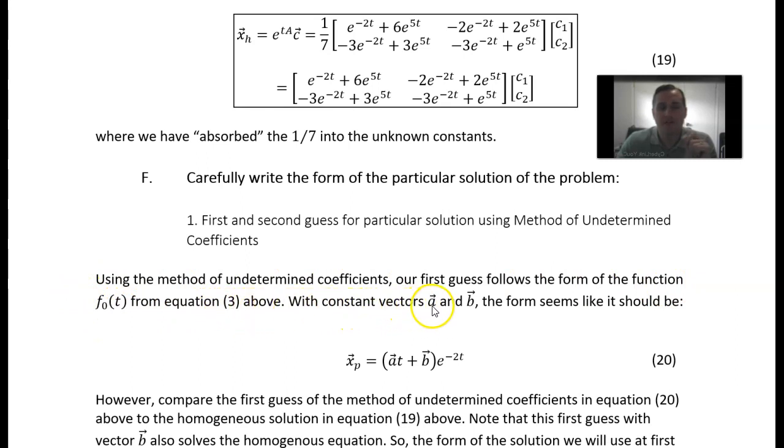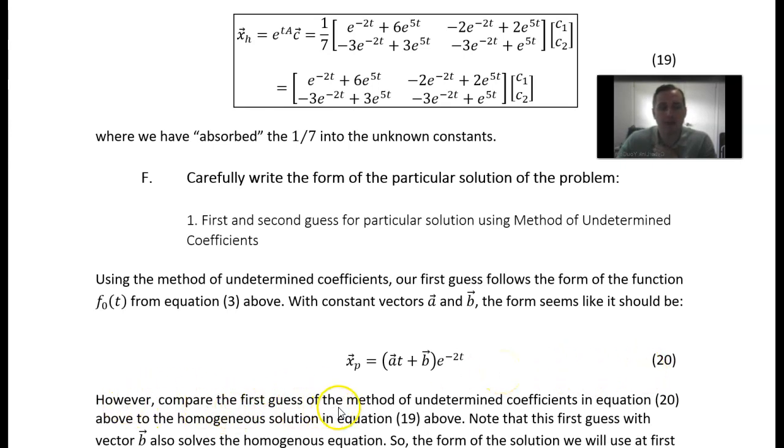above. With constant vectors a vector and b vector, the form seems like it should be x vector subscript p, that's particular, is equal to a vector t plus b vector. So that's some arbitrary first order polynomial with vector coefficients, times e to the minus 2t, because e to the minus 2t shows up on the right hand side of the equation. So this is what we're going to call equation 20.